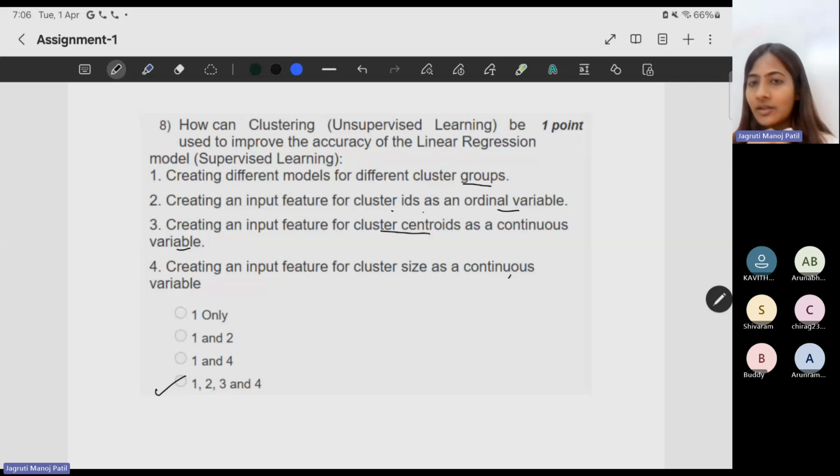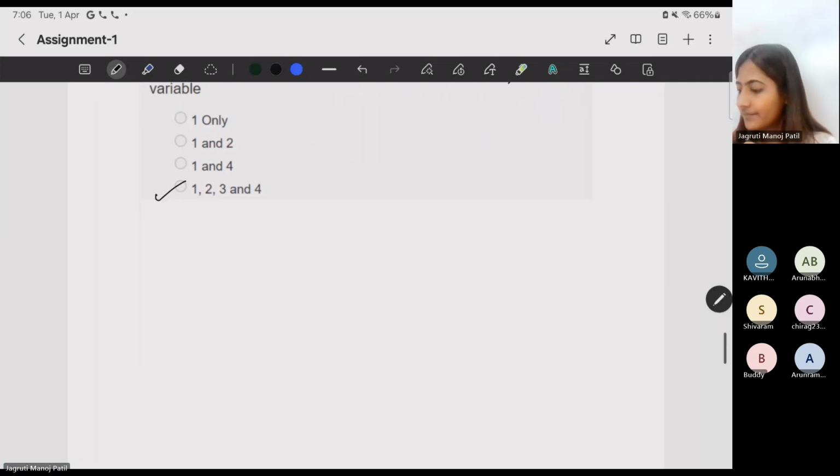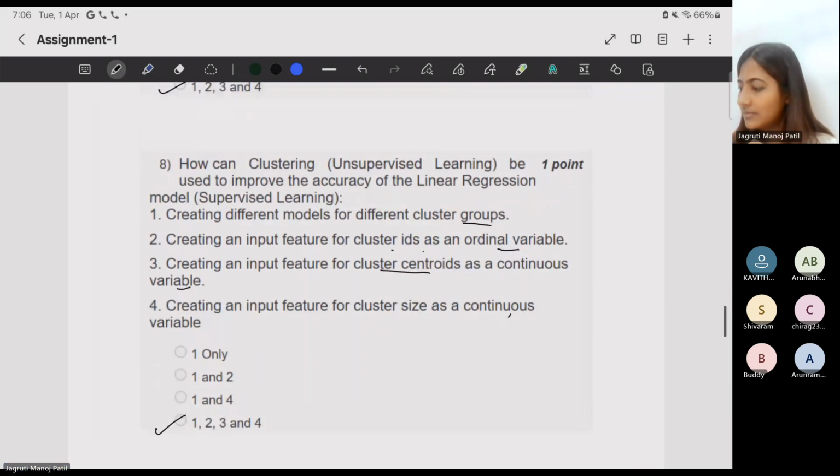1, 2, 3, 4. Okay. So keep in mind, it's also for ordinal variables, it's also for continuous variables, it is also for interval data set. Okay.